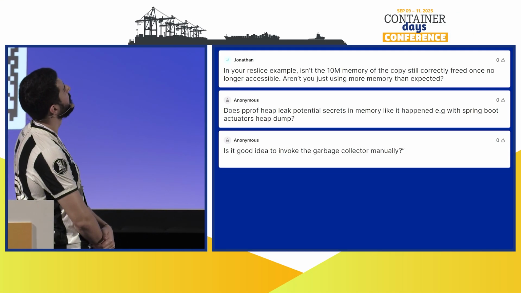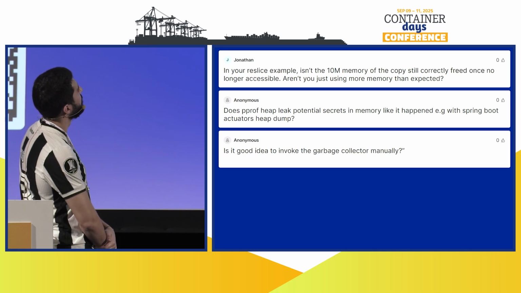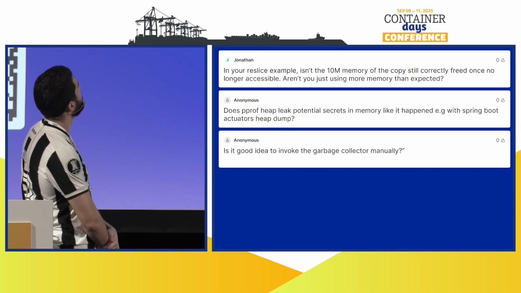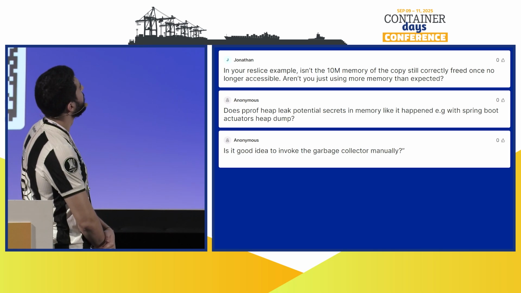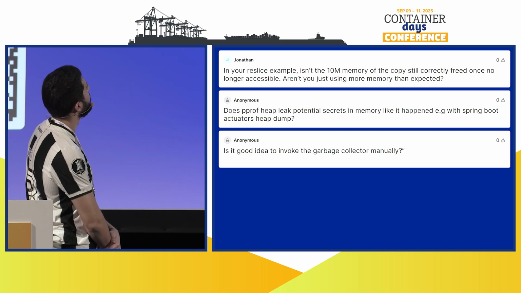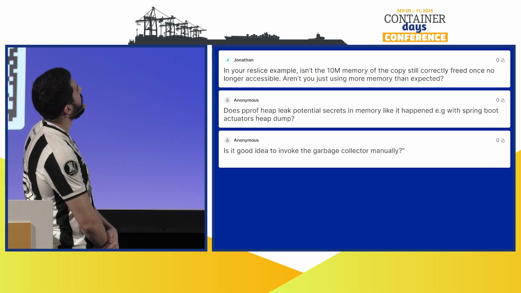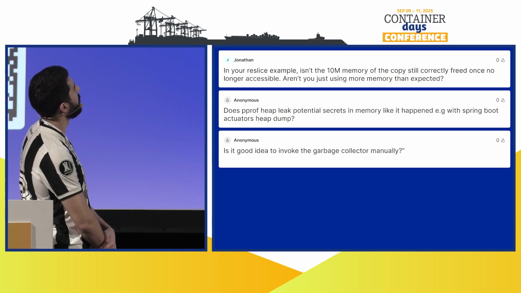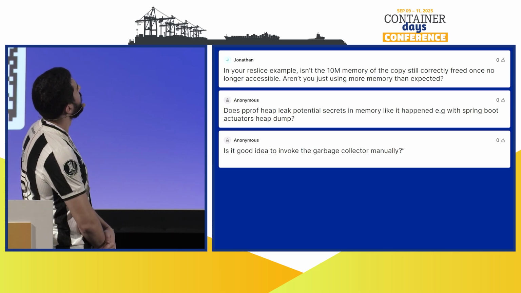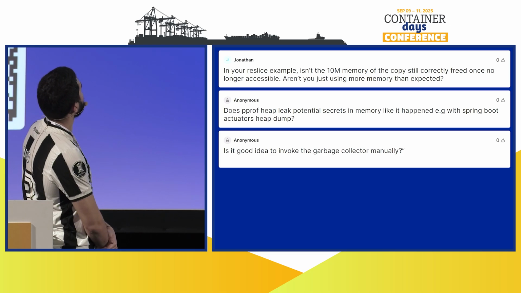In your reslice example, isn't the 10M memory of the copy still correctly freed once no longer accessible? Aren't you just using more memory than expected?